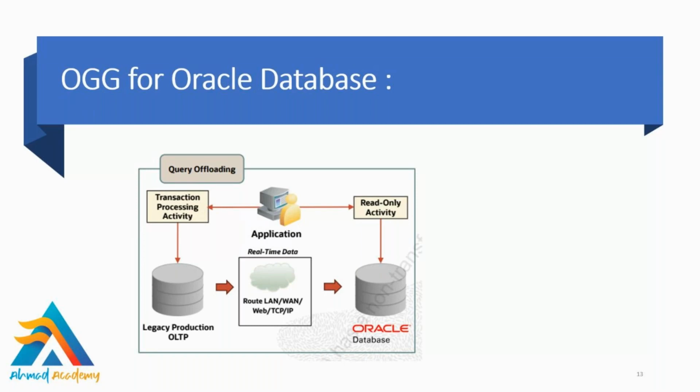Oracle GoldenGate can also be used to move data from a CPU-bound source machine to a different target machine that is not CPU-bound. So to handle availability issues, Oracle GoldenGate offers the approach of offloading queries. It will improve the performance of the production system by assigning expensive queries to a secondary lower-cost platform.